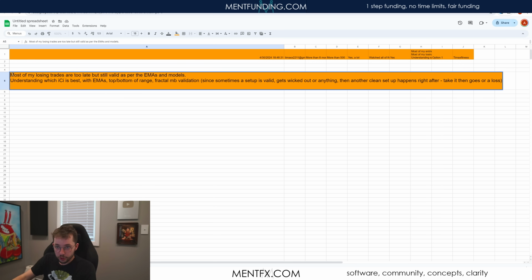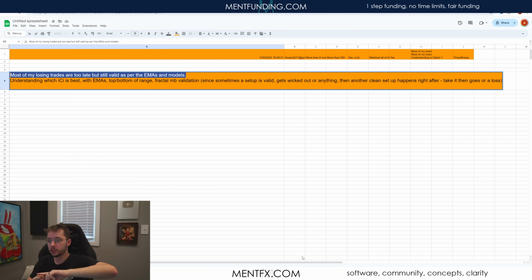Okay. Most of my losing trades are too late. So losing trades are late, but still valid as per the EMAs and models. Okay. So this is where we need to remember the point of context, right? There's 3 things that decide a trade. 3 things, right? It's the EMAs, the models, the structure, and that all makes up the idea of context, right?